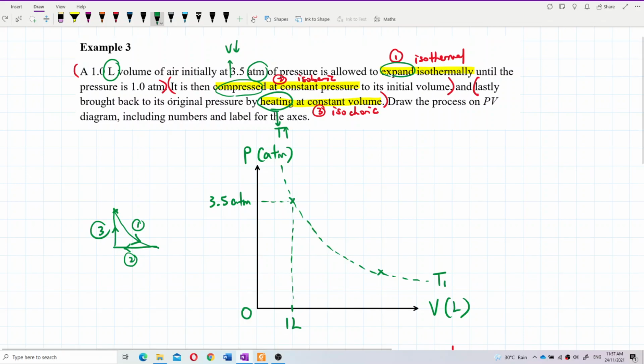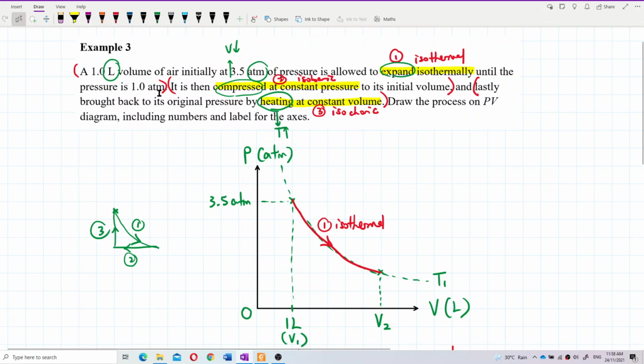Wait, I need to use red color. Yeah. So this is the isothermal expansion. This is the first one, isothermal expansion. Okay, so you need to label the value. Did he say about this volume? No, he didn't say. So just put as volume 2, and this one is volume 1. Didn't mention.